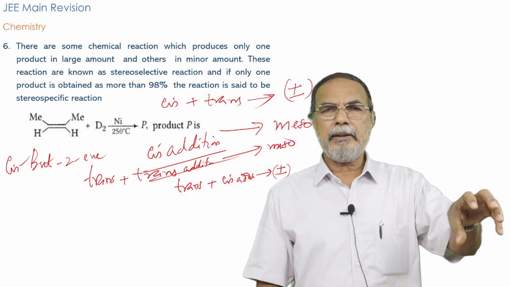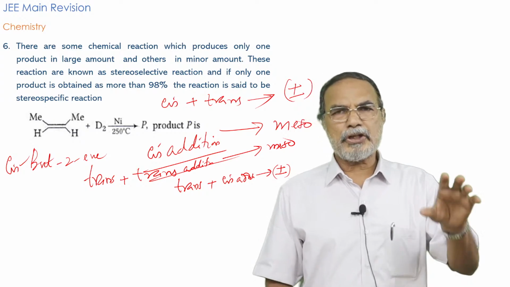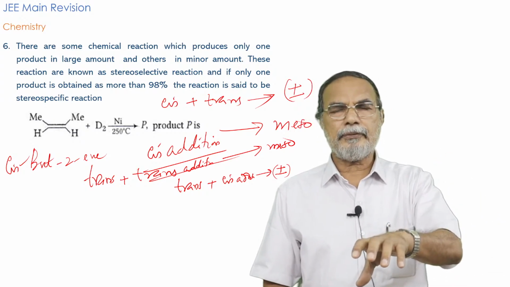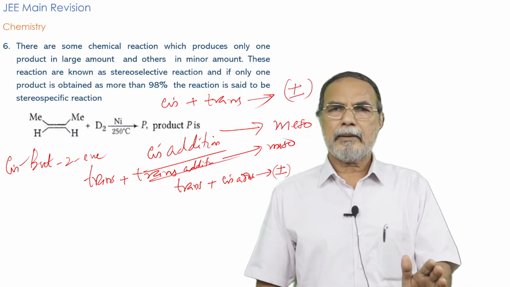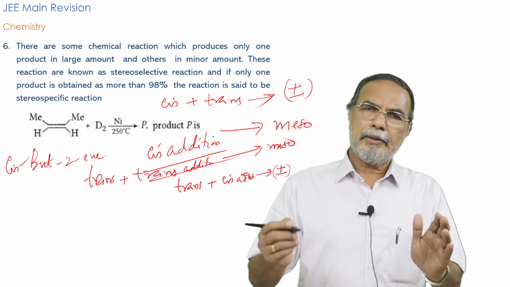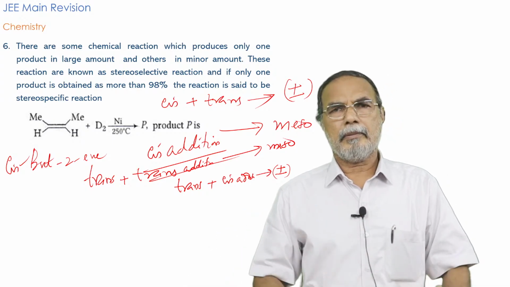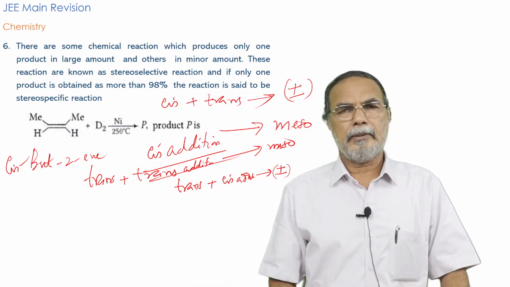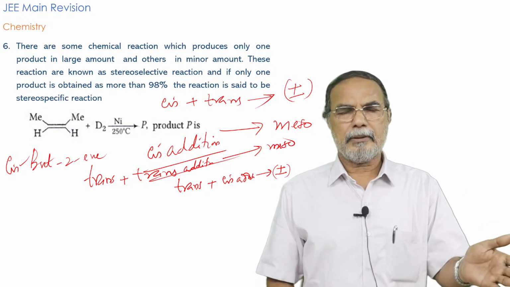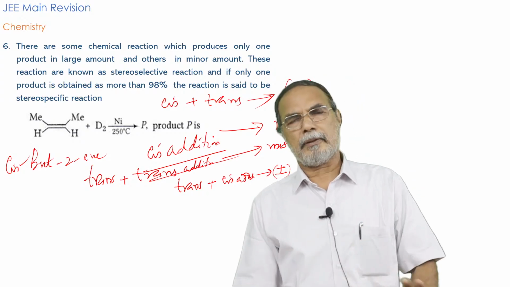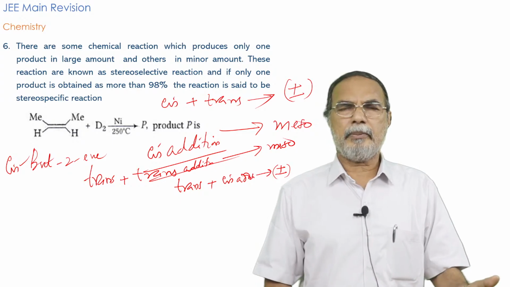To a cis alkene, a cis addition will give a meso product. To a cis alkene, trans addition will give a racemic product. To a trans alkene, a cis addition will give a racemic product. Okay? To a trans alkene, if it is a trans addition, you will get a meso product. So these four ideas can be kept in mind, and questions of this sort can be very easily solved.